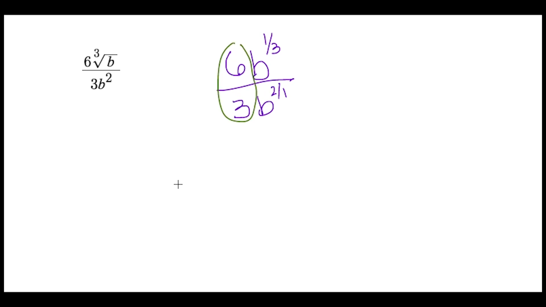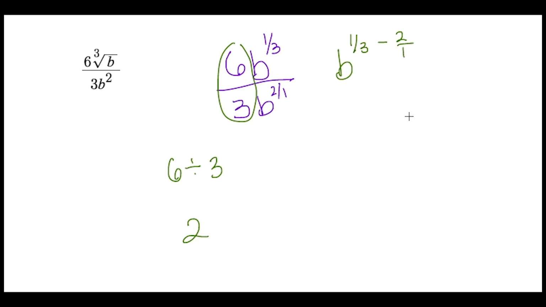Our next example involves division, but I'm still going to rewrite all of my exponents in fraction form first. The cube root of b is equal to b to the power of 1/3. And this is b to the power of 2 over 1. So last time we multiplied our coefficients, this time we're dividing our coefficients. 6 divided by 3 will be 2, and that's going to be the coefficient of the final answer. Now, because we're dividing, we also have to subtract our exponents instead of adding them.